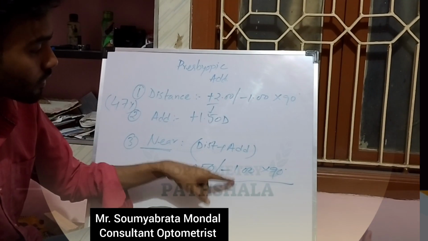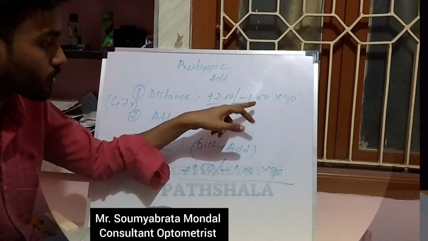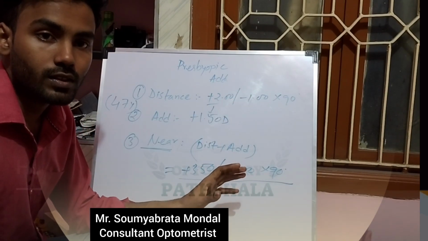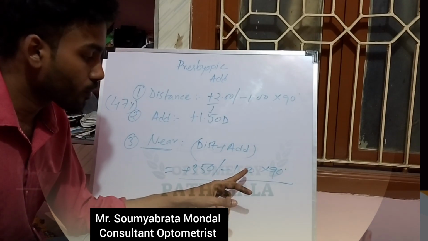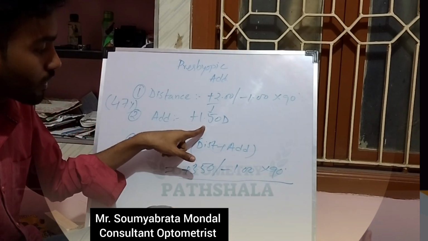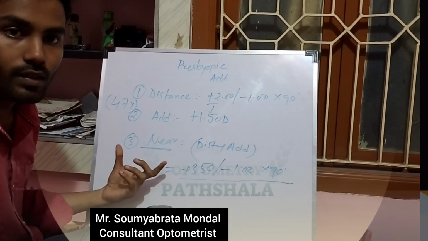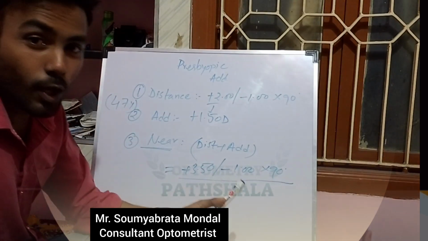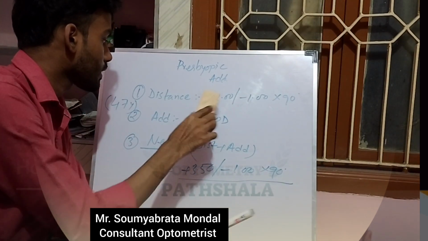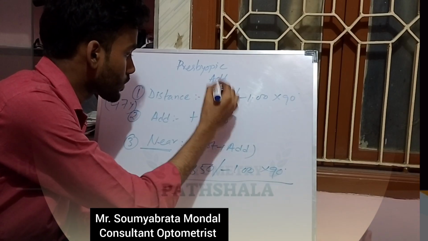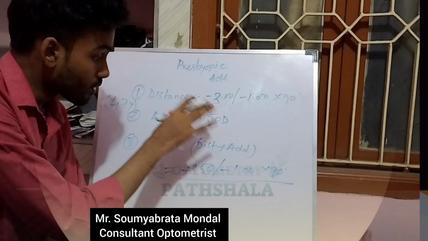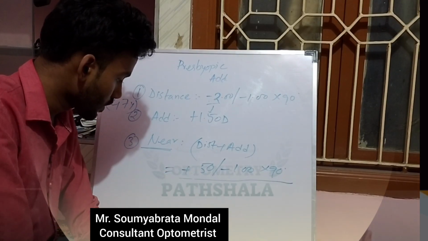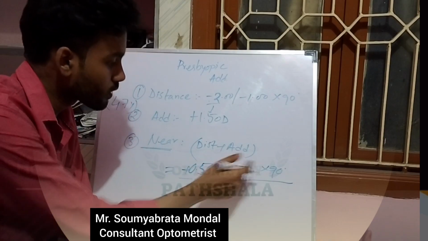And do not forget to give the cylindrical component, because if you miss it, the patient may complain that the letters are not clear. So you have to give the cylindrical component also, and add the spherical plus addition power to give the full near correction. Similarly, in a myopic presbyopic case, suppose it is -2 diopter and the addition is 1.50, then what will the near power be? The near power will be plus 0.50 with -1 at 90 degree.